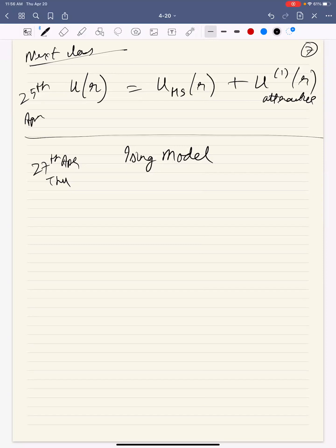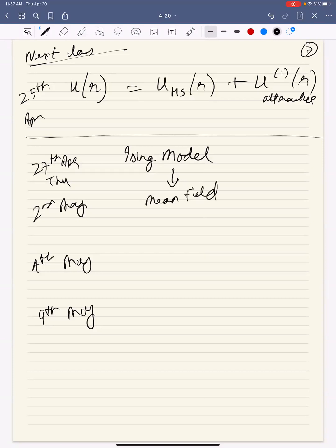So 27th April, then 2nd May and 4th May. And then our last class will be 9th May. On 11th, we won't have a class. So we will do the Ising model, which is a model for a phase transition. We will study what is known as a mean field approach. Let me open the class website. It's a lot of fun. You will enjoy it. The math is a bit less gnarly than what we have been doing so far.